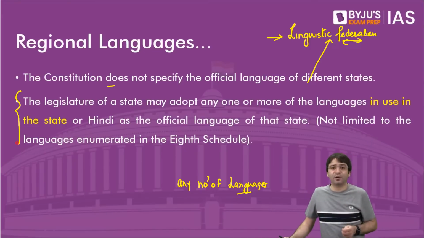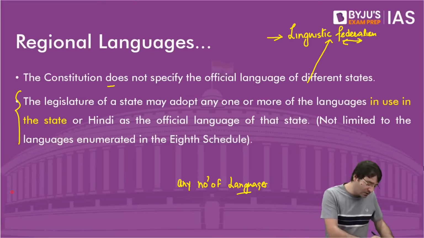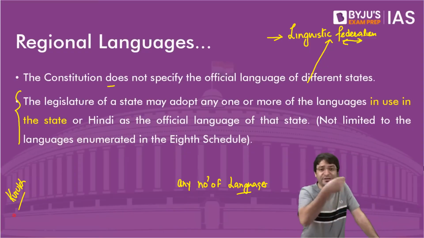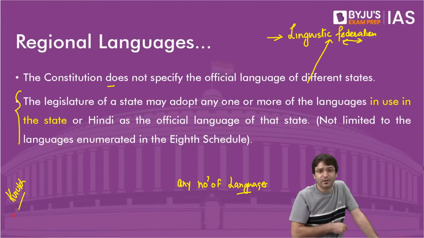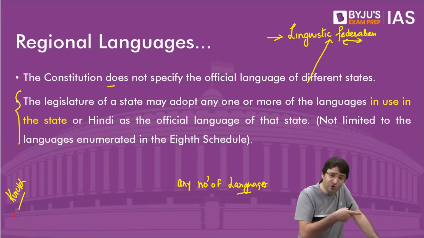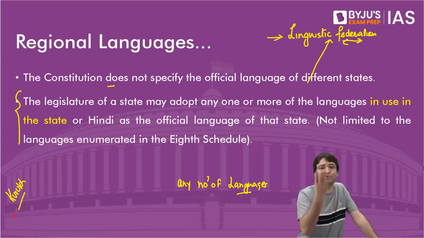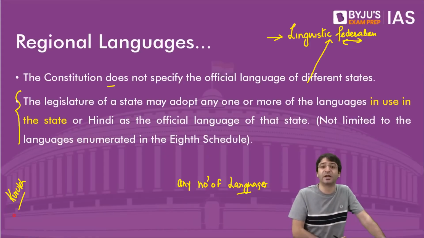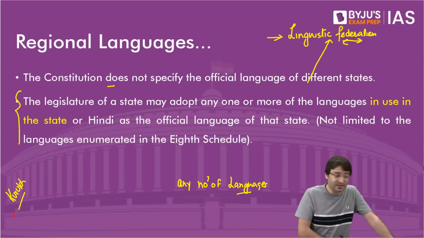For example, West Bengal. Bengali is an official language. Kurukh, which is considered to be a language belonging to the Dravidian family, is also an official language of West Bengal, because the West Bengal legislature gets to decide how many official languages we have. And even if a language is not mentioned in the Schedule 8 of the Constitution, that language also you can choose as the official language of your state. That is the regional language.